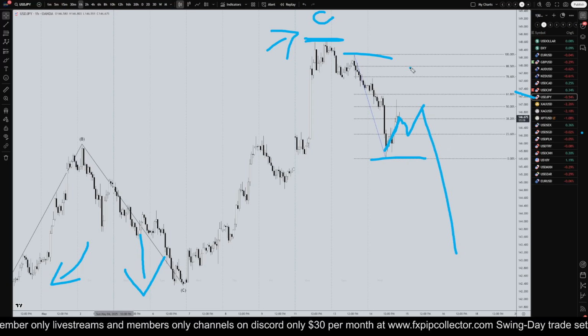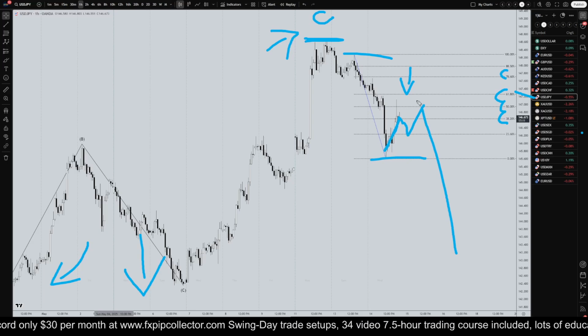So we definitely want to try to observe this move up right here, see if it turns into a three-wave pattern, like an ABC or something, up to one of these Fibonacci retracement levels. If it does do a three-wave pullback and give you a nice Fibonacci bounce, I definitely would take it as a short, potentially for the continuation of the downtrend.